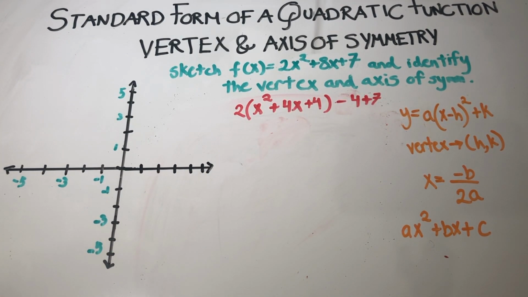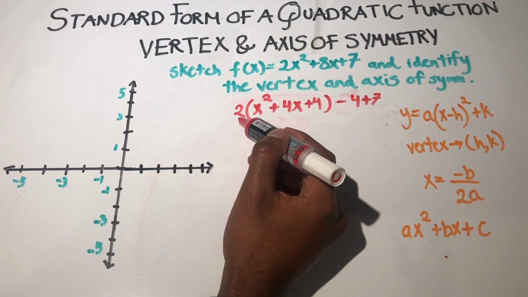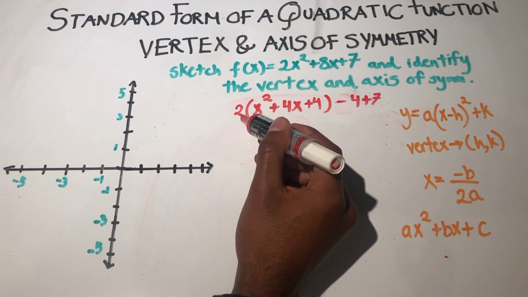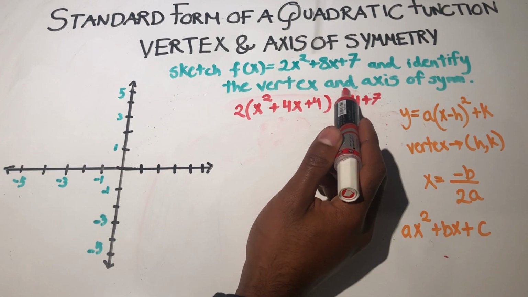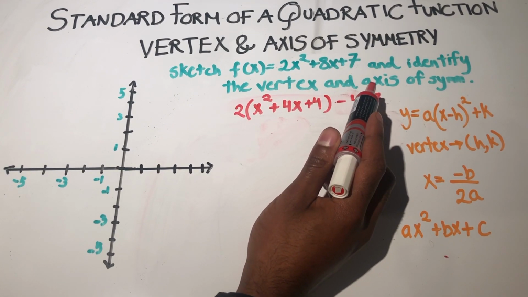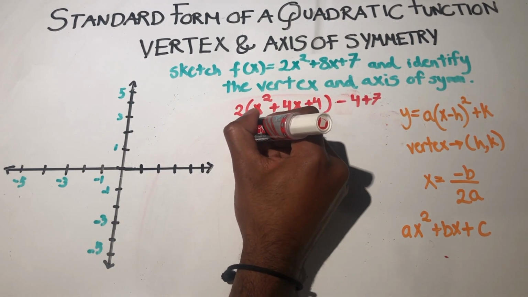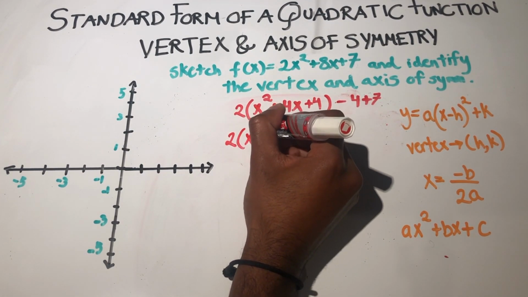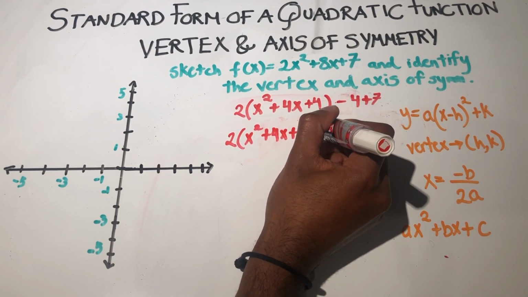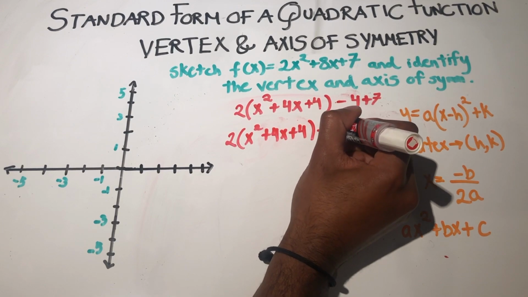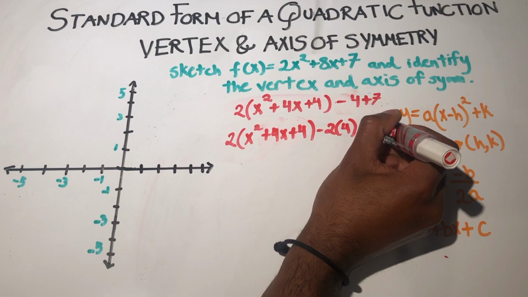Now, since we performed this method, let's not forget that we have a 2 hanging outside here, and because we do, we're going to have to multiply 2 by negative 4, but we're not going to touch the 7. So eventually our function is going to turn out like this: 2 times x squared plus 4x plus 4, minus 2 times 4, plus 7.